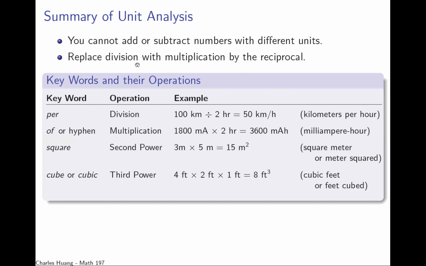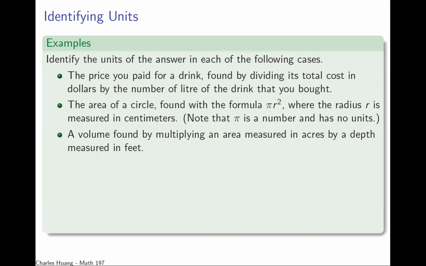And oftentimes, if we're dividing like this example over here, it might be more helpful to write it as the reciprocal, to write 1 over 2 hours and multiply that. We'll show you how we use these later on. But first, let's do some examples of identifying the units that we are trying to be looking at.